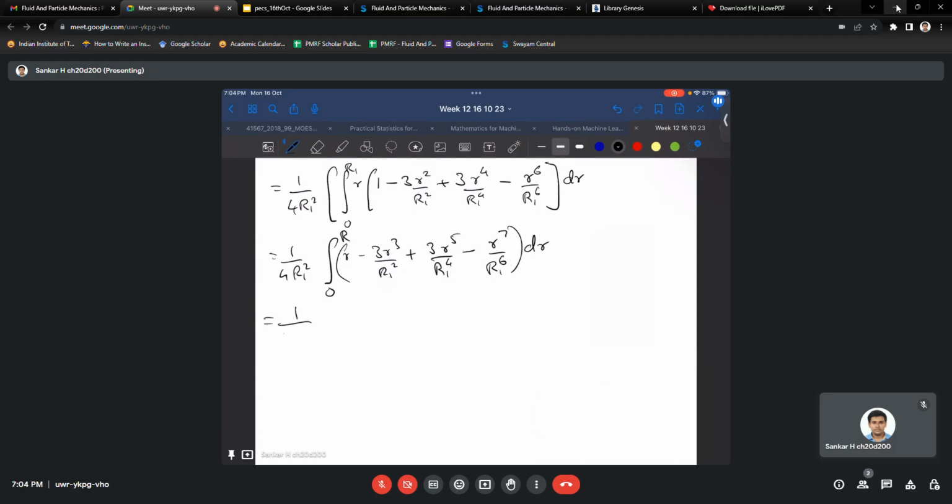And integrating, we'll get 1 by 4 r1 square times, I just have to substitute for the upper limit after integration, so it is r1 square by 2 minus 3 r1 square by 4 plus 3 r1 square by 6 minus r1 square by 8.